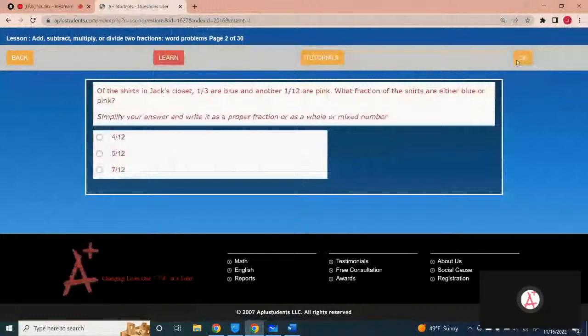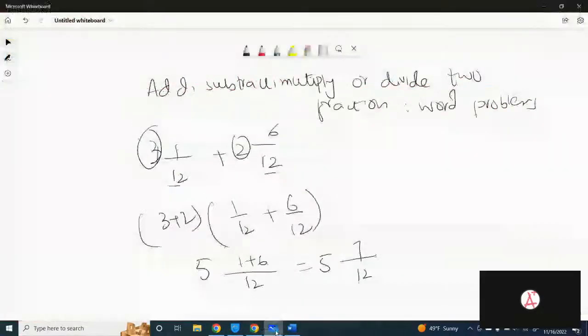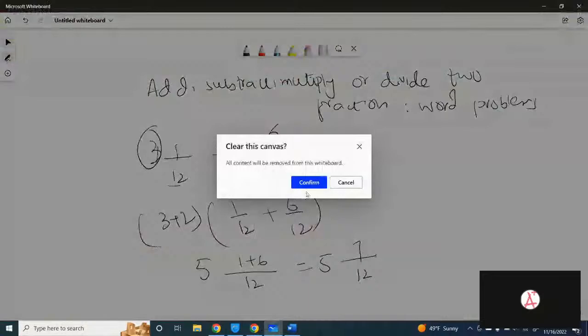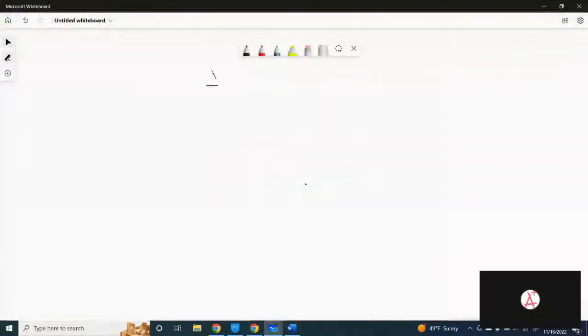Okay, the next one is about shirts. Of the shirts in a closet, one third are blue and another 1 over 12 are pink. What fraction of the shirts are either blue or pink? You have to add them, 1 over 3 plus 1 over 12. Okay, so whenever you are adding fractions, please make sure before adding or subtracting, both the fractions have the same denominators. Got it?